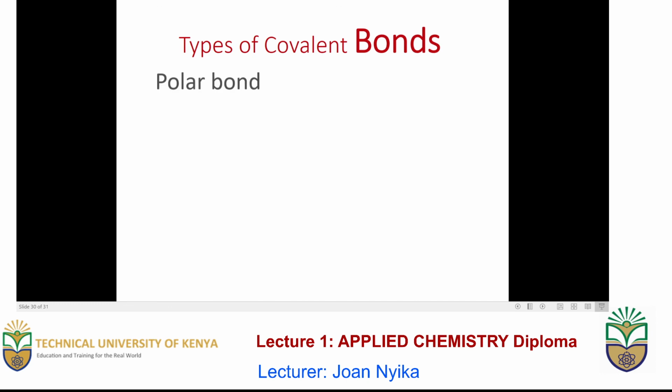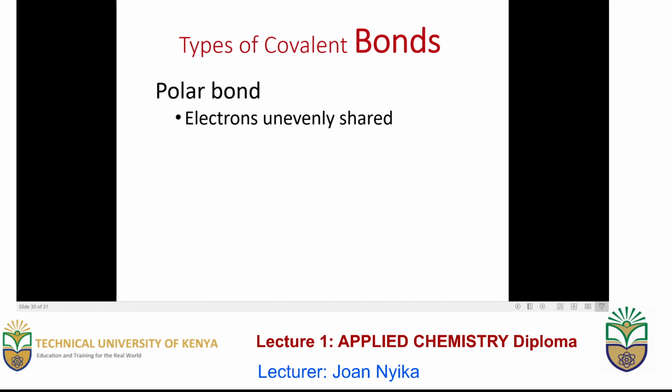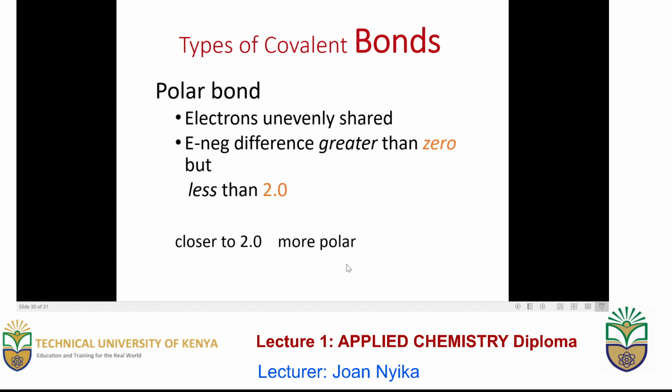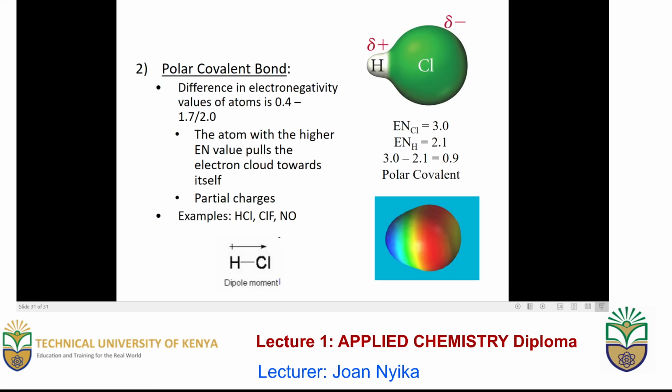The other category of bonds is what we call polar bonds. The electrons in this case are unevenly shared, and the electronegativity difference is usually greater than 0 but less than 2. If it is closer to 2, it means they are more polar, that is, they are getting closer to the characteristics of an ionic compound. Polar covalent bonds have an electronegativity difference of more than 0 but less than 2.